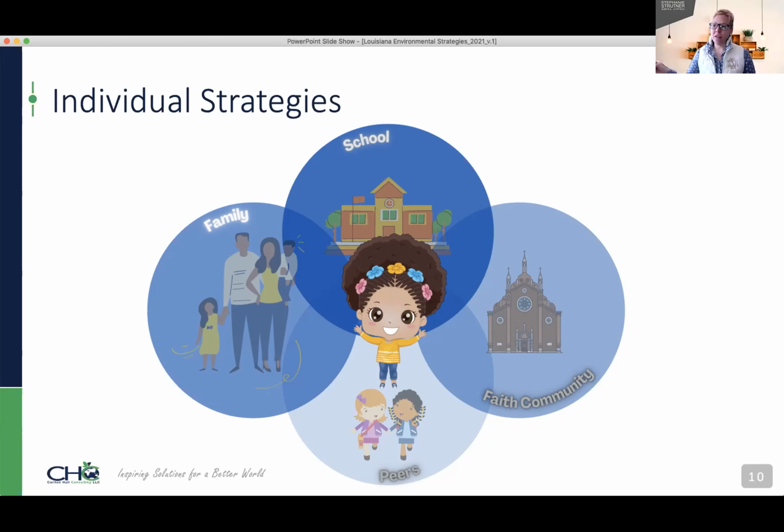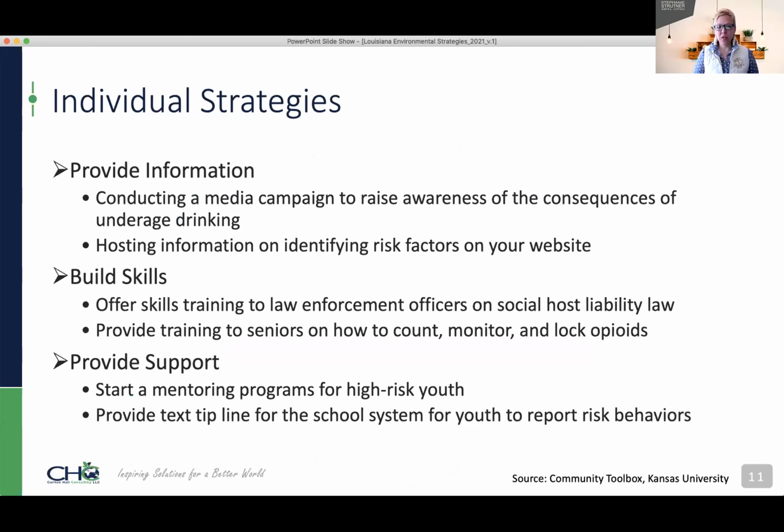When they leave that educational experience, they still have to go into the real world where they're faced with risk and protective factors, and sometimes facing access to substances, and they're forced to make a decision. And so the individual strategies, while important, can't be the only area of focus. That's why we have environmental strategies to support those.